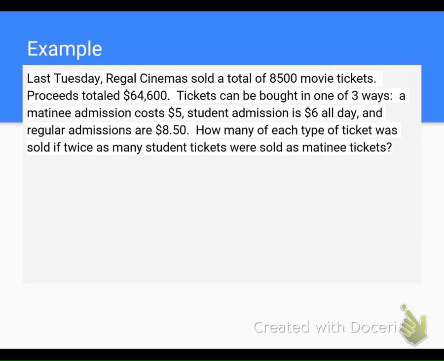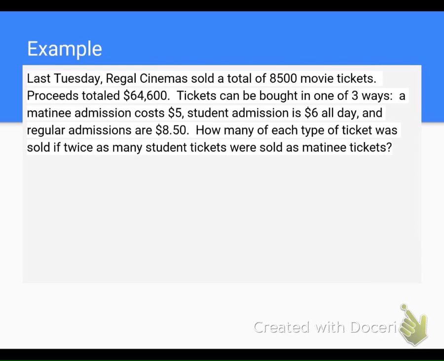Again, we're going to start by reading through the whole word problem. So this says, last Tuesday, Regal Cinemas sold a total of 8,500 movie tickets. Proceeds totaled $64,600. Tickets can be bought in one of 3 ways. A matinee admission costs $5. Student admission is $6 all day. And regular admissions are $8.50. How many of each type of ticket was sold if twice as many student tickets were sold as matinee tickets?